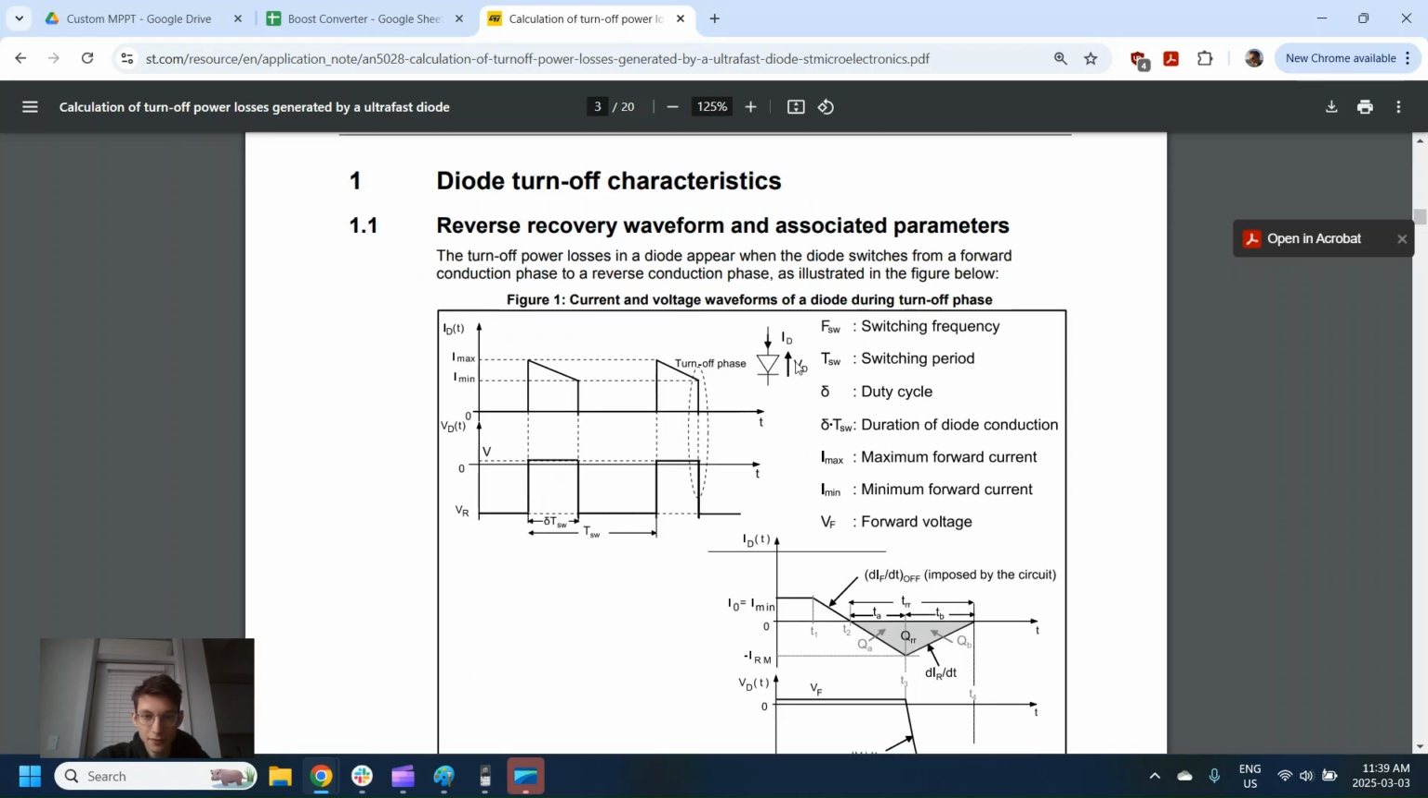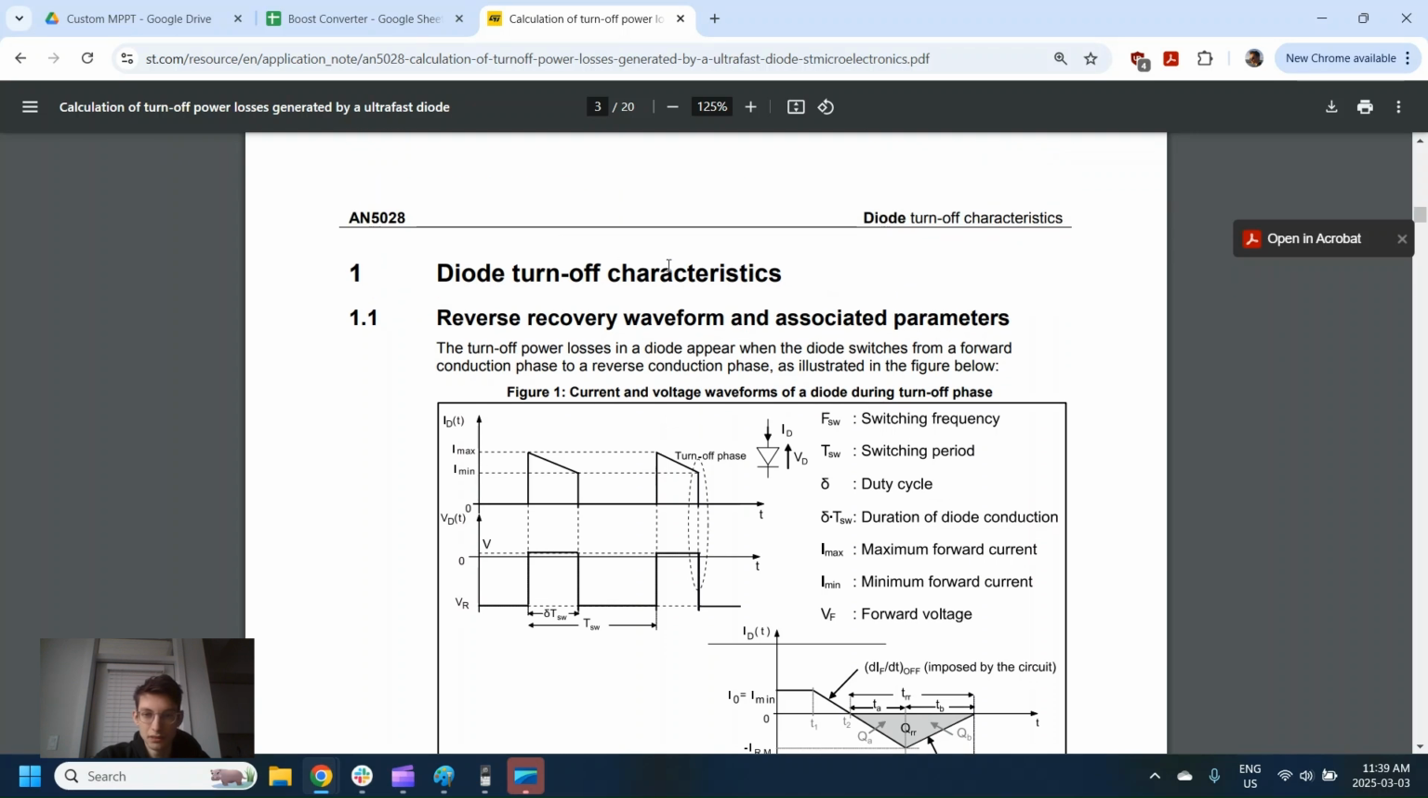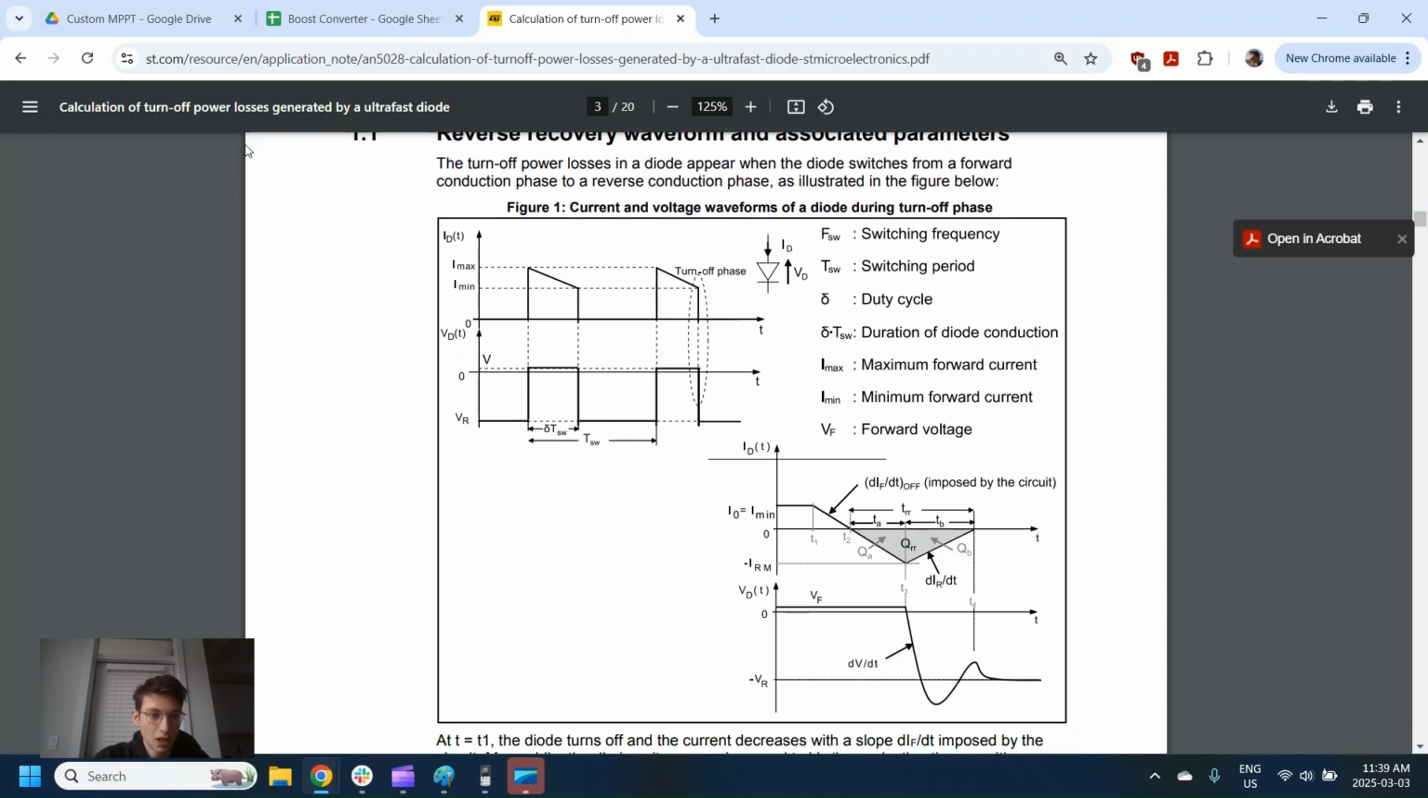When you're turning it off, so this is just from ST, and they have a really good application note here. This is called calculation of turn-off power losses generated by ultrafast diode. When you have a diode, and here's that same thing where we have that duty cycle here, not on the turn on. So the turn on is when you're having no current put through it and then you're trying to push current through it.